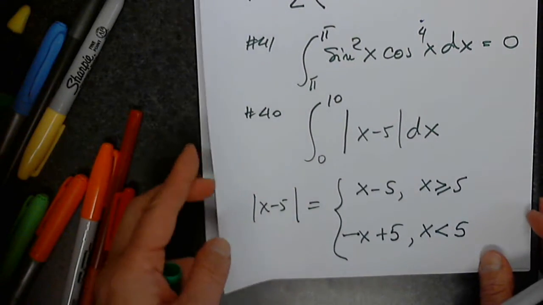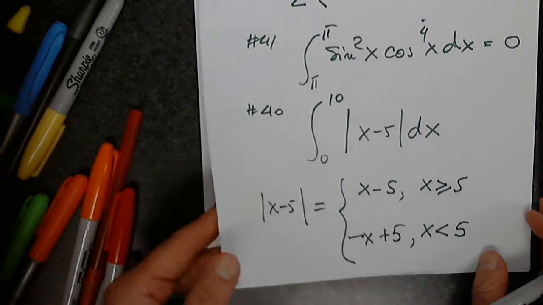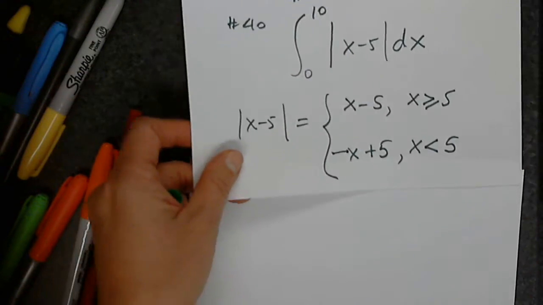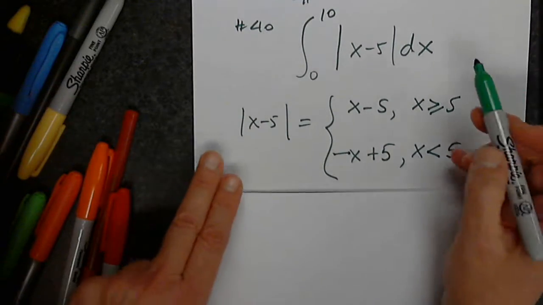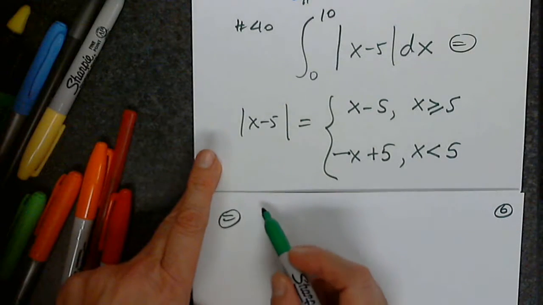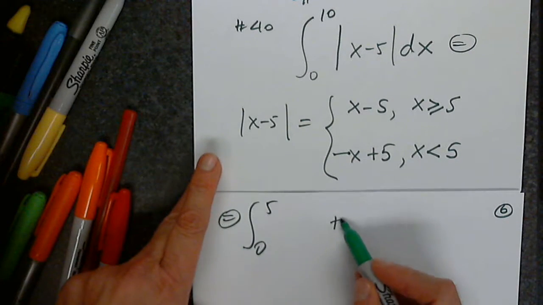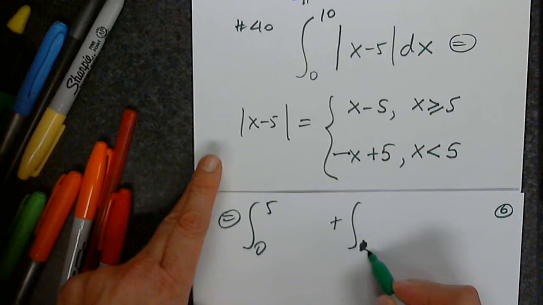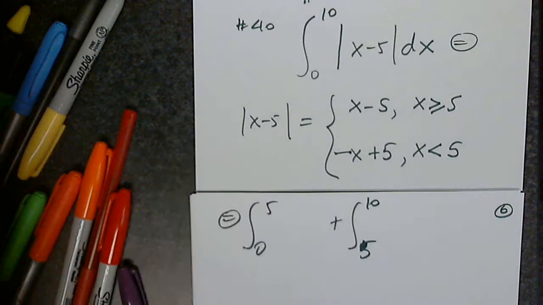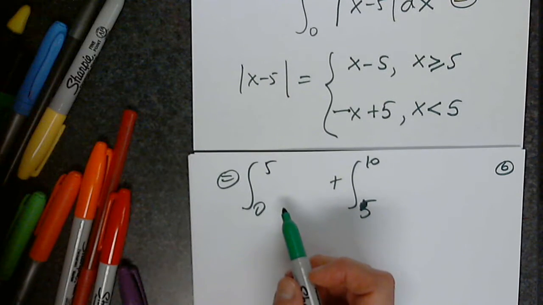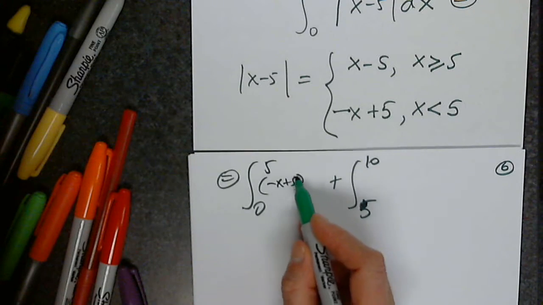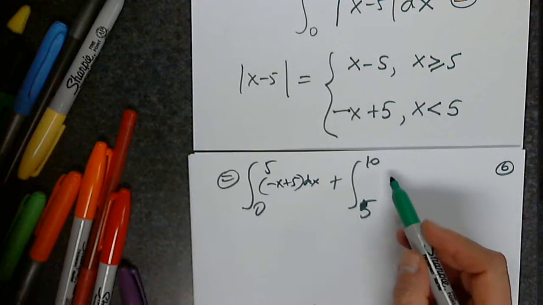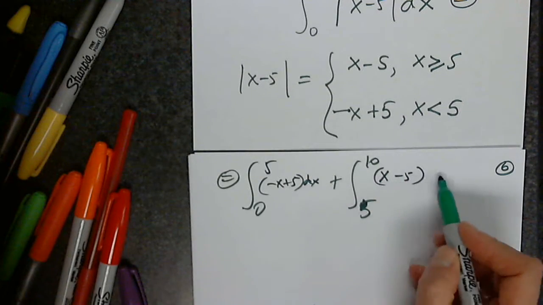So therefore, like before, a few minutes ago, I have a sum of two integrals. It's one of the properties. So from here, I have the integral from 0 to 5 plus the integral from 5 to 10. And from 0 to 5 is? Negative x plus 5 dx. And from 5 to 10? x minus 5. Very good.